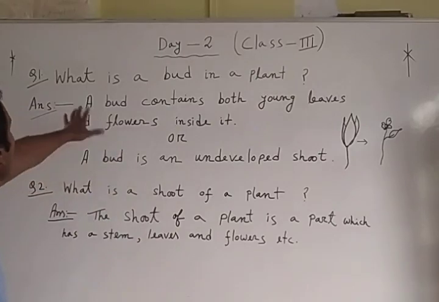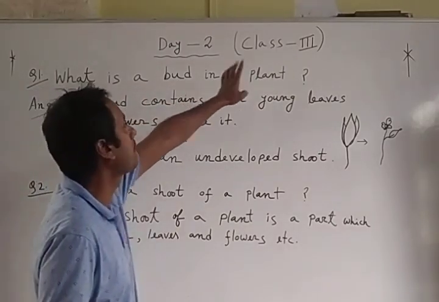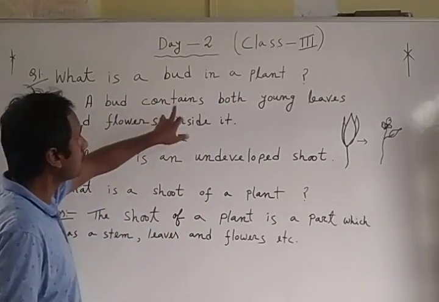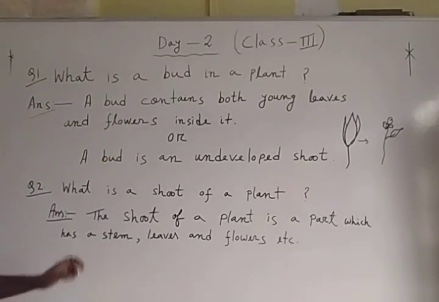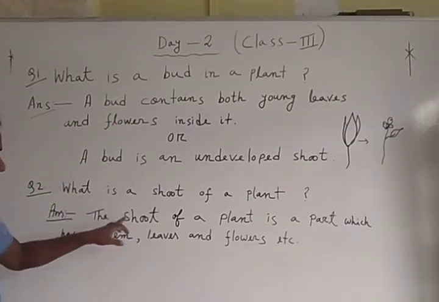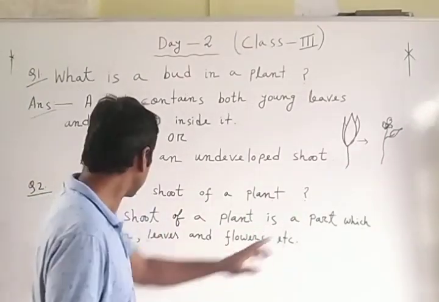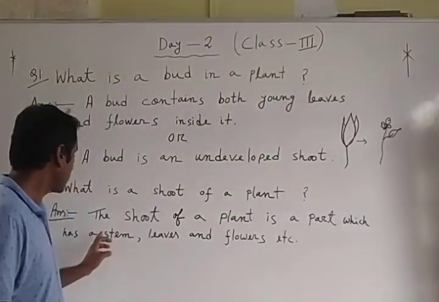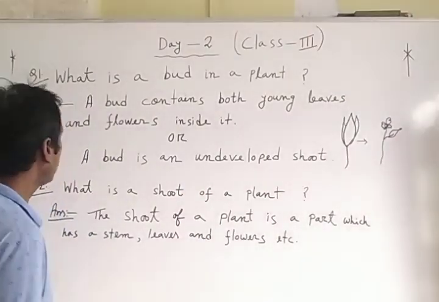I hope you have understood. I repeat again, what is a bud in a plant? A bud contains both young leaves and flowers inside it. And what is a shoot? The shoot of a plant is the part which has a stem, leaves, flowers, etc.